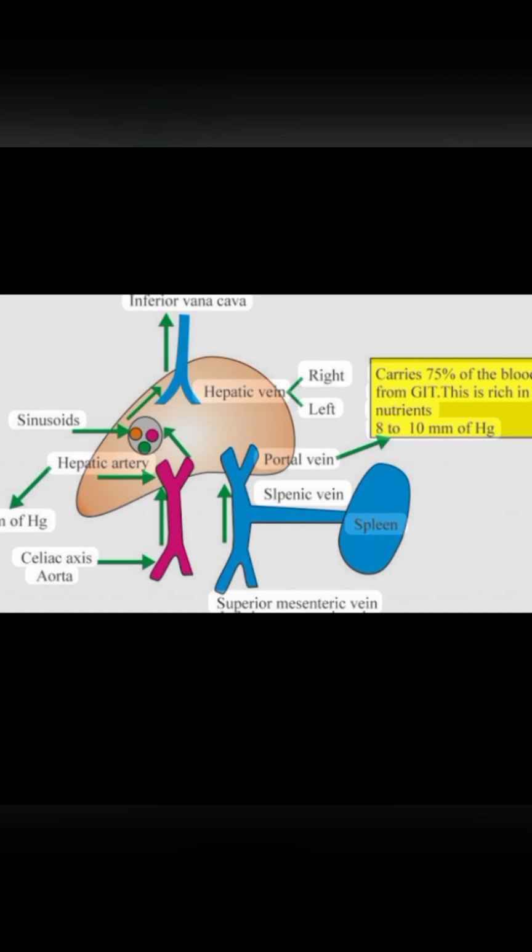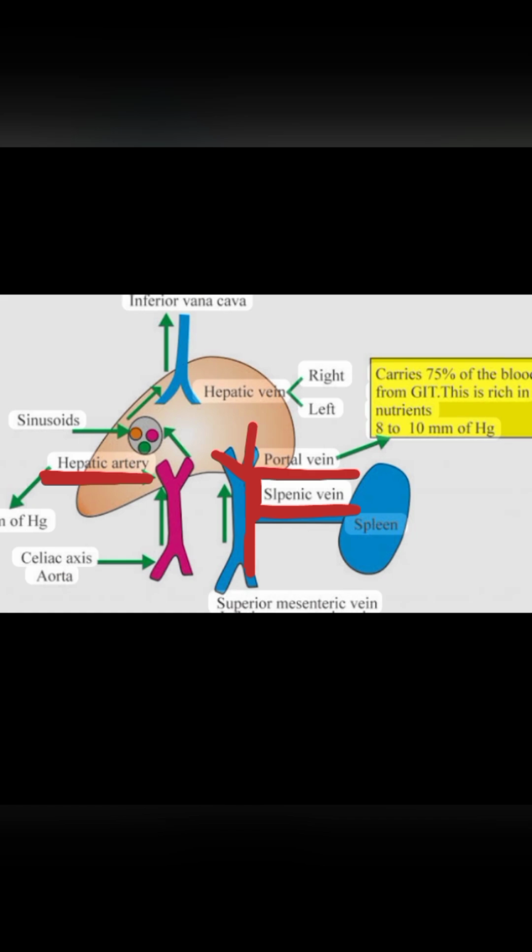Before discussing the functional and segmental lobes of the liver, we will briefly talk about the blood supply of the liver. So, the liver has a dual blood supply. 80% of the blood supply is through the portal vein, while 20% is through the hepatic artery. The portal vein is formed by the union of the splenic vein and the superior mesenteric vein. And at the porta hepatis, it divides into the right and left portal veins.